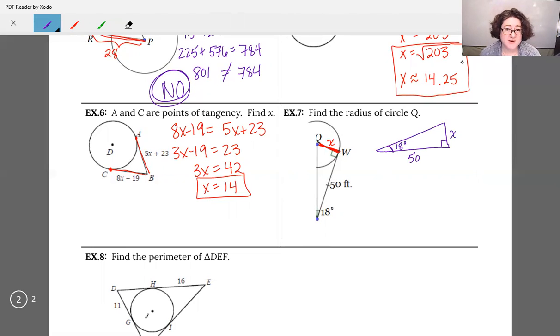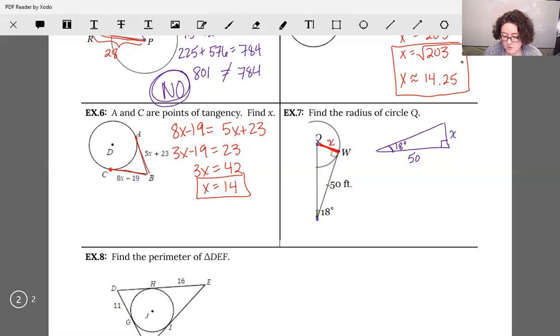What technique do you think we're going to need to use? So I can't use Pythagorean theorem on this. The only other technique that we practiced with right triangles was actually solving with trigonometry, so SOHCAHTOA. So that's what we're going to do. So let's go ahead and set this up.